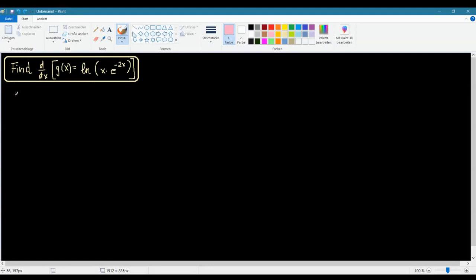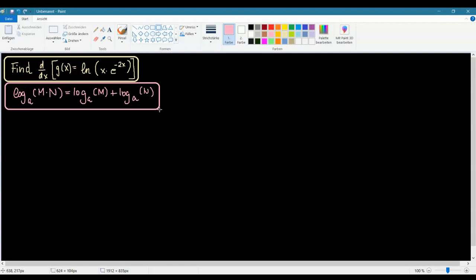The first one is that log base a of m times n is log base a of m plus log base a of n. That is a very important rule. We're going to apply it, which is going to make our life easier.